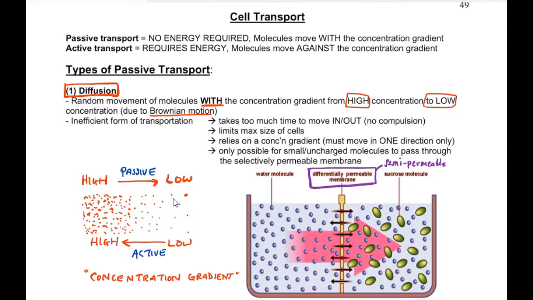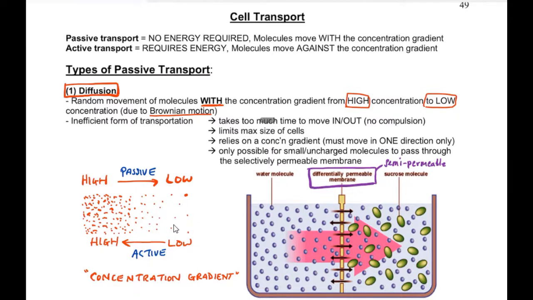So particles have diffused throughout the entire room, and they may or may not be detectable by your chemical scent receptors after that. But the point being that it doesn't take any energy for those particles to randomly move from where there's lots of them to where there's less of them. And that's really key. No energy required, moving with the concentration gradient.